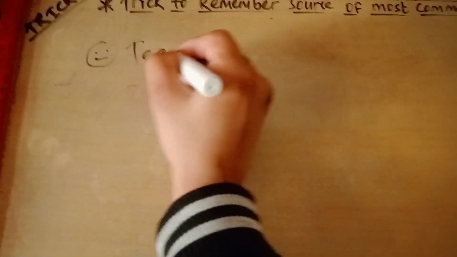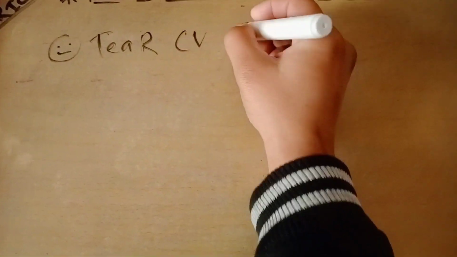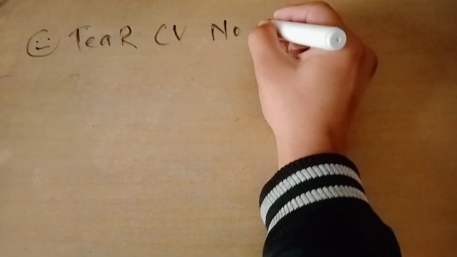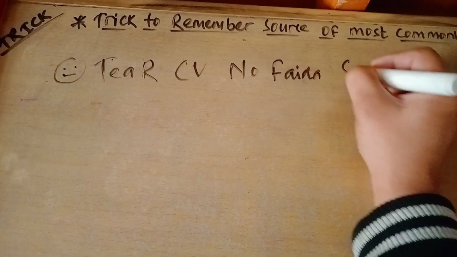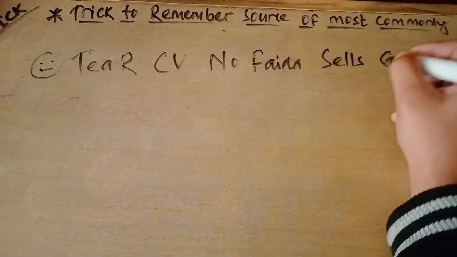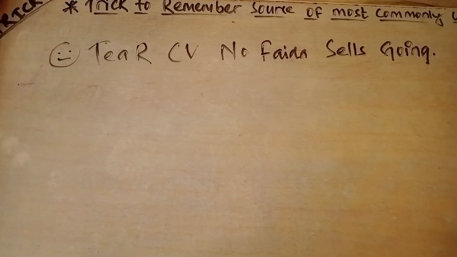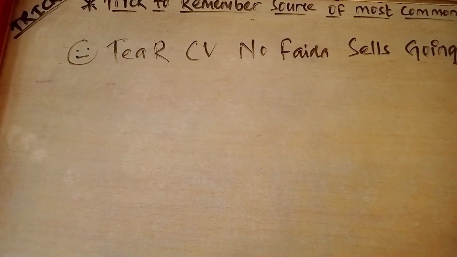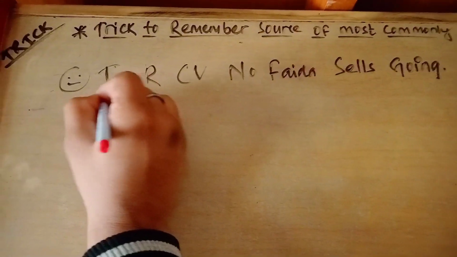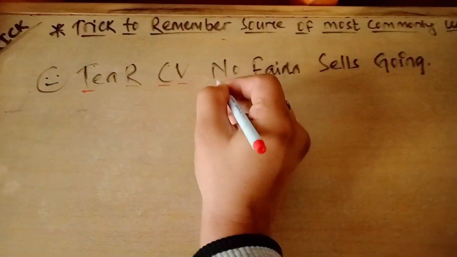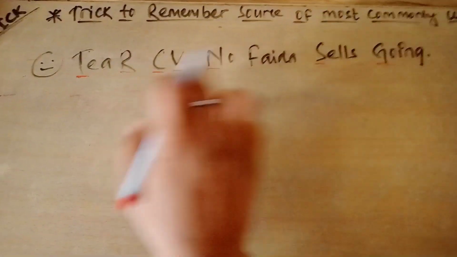Tear CV no फायदा cells going. This is the trick. So learn the trick, that is, tear CV no फायदा cells going. Only use the capital letters for the trick.